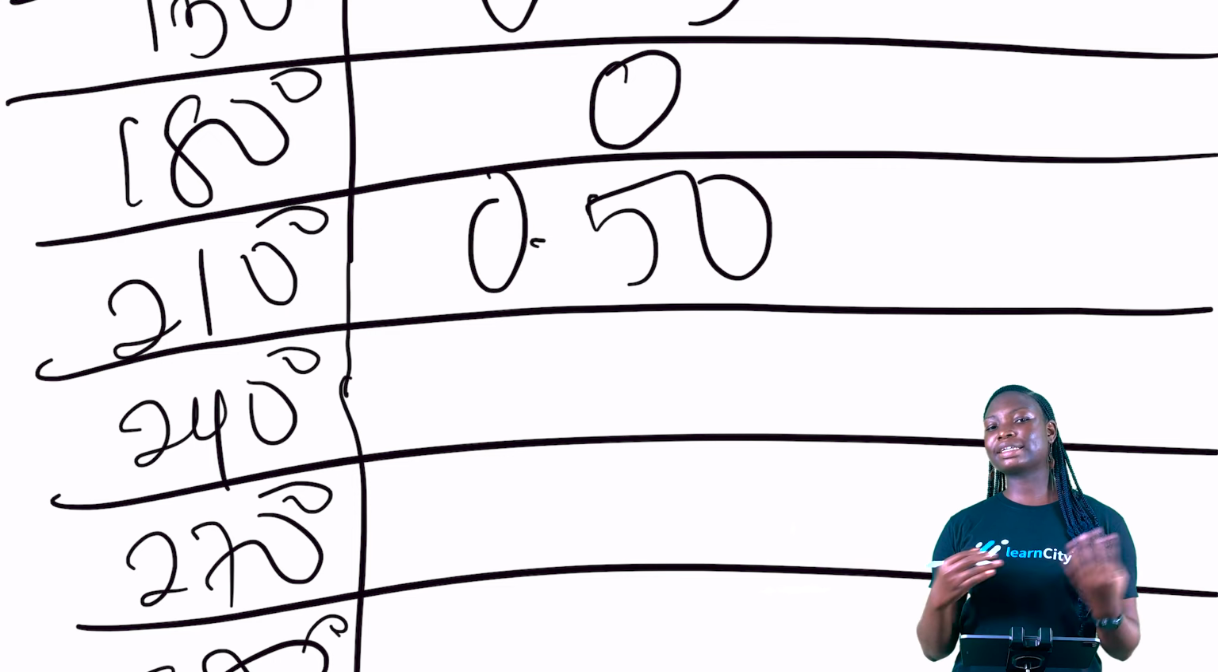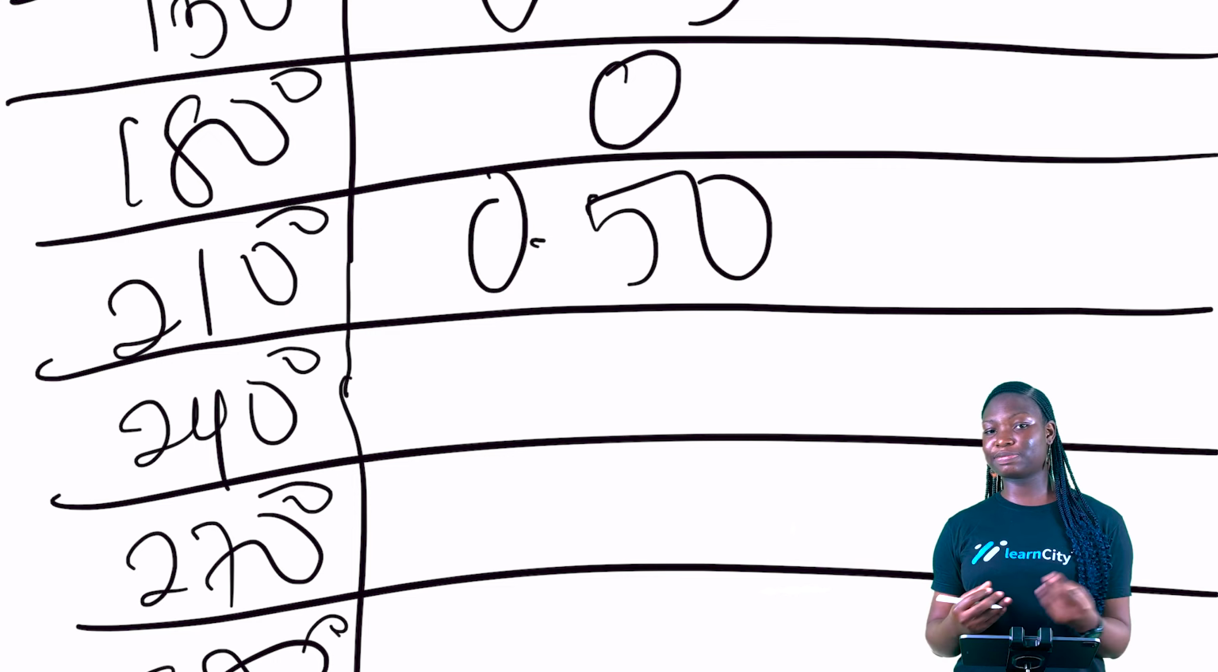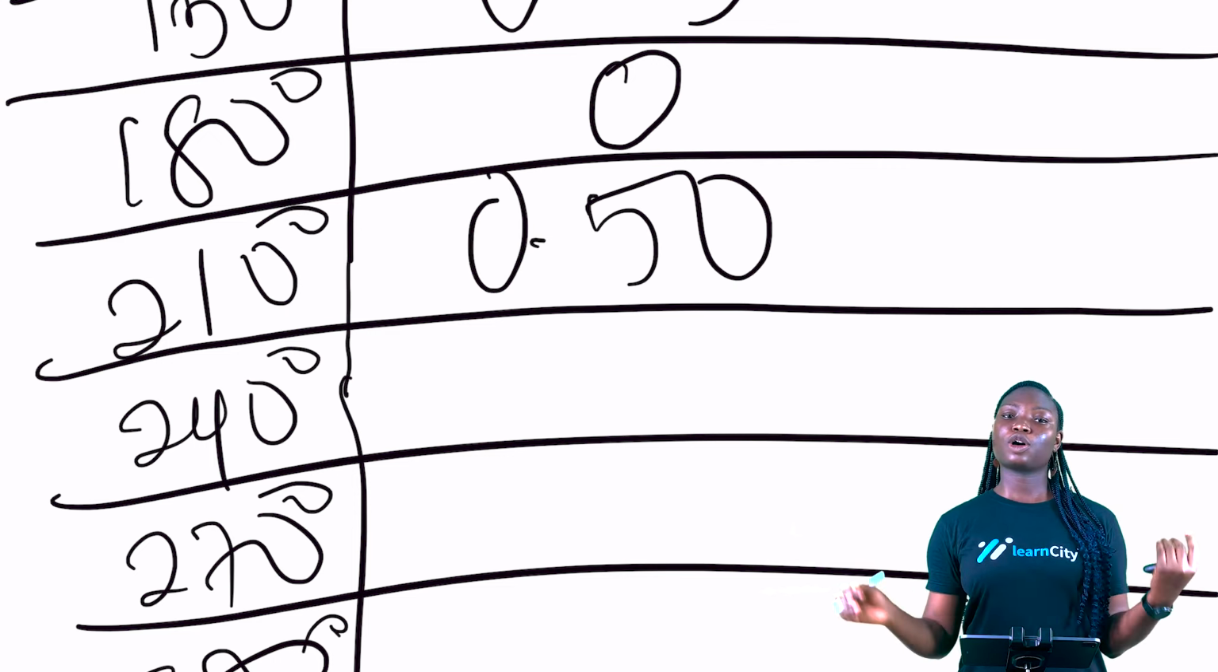This is where the quadrants of sine and cosine come in. In the first quadrant, up to 90 degrees, our sine is positive. In the second quadrant, up to 180 degrees, our sine is positive. In the third and the fourth quadrants, our sine will be negative.